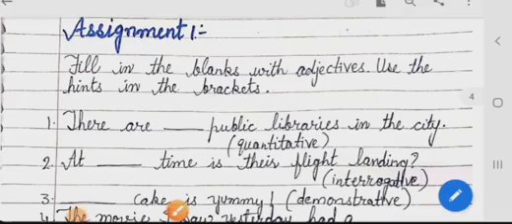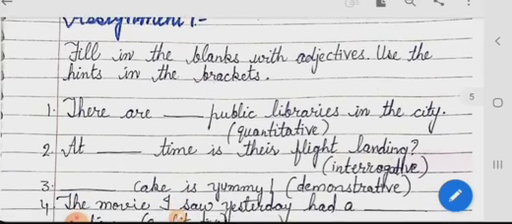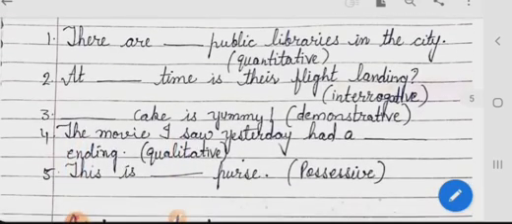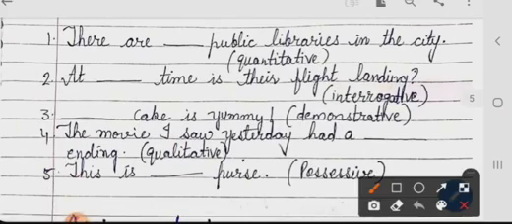Hello my dear students. As you know, in our previous video we discussed the topic of adjectives. In this video we will discuss assignments and degrees of comparison. The first sentence is: there are dash public libraries in the city. Students, you have to fill in a quantitative adjective here. We have already discussed quantitative adjectives in our previous video.